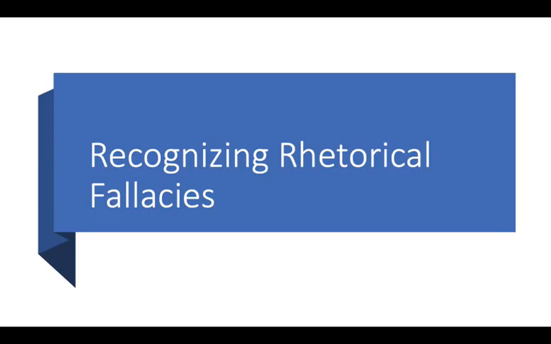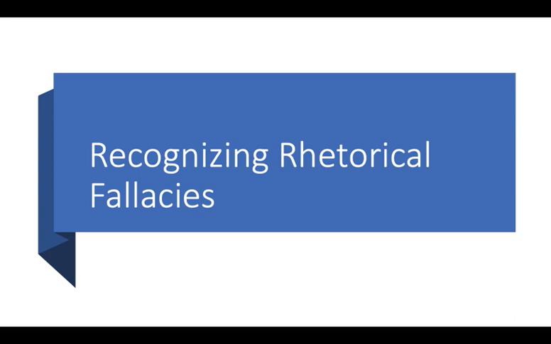Everyone. For the first half of this week, we are going to be thinking about rhetorical fallacies. So just as the language of rhetorical appeal helps us evaluate what an author does well, the language of rhetorical fallacies helps us express what an author does poorly or unfairly when building an argument.